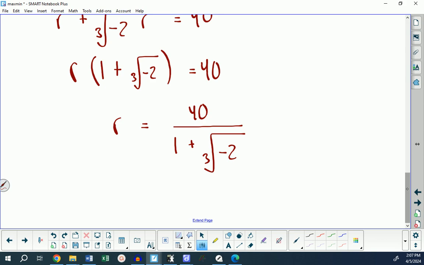The cube root of -2 will be a number bigger than 1, but on the negative side of things, which makes the bottom of this a negative number, less than 1, and we're not going to get 17. And I went, oh man, I thought we were so close.